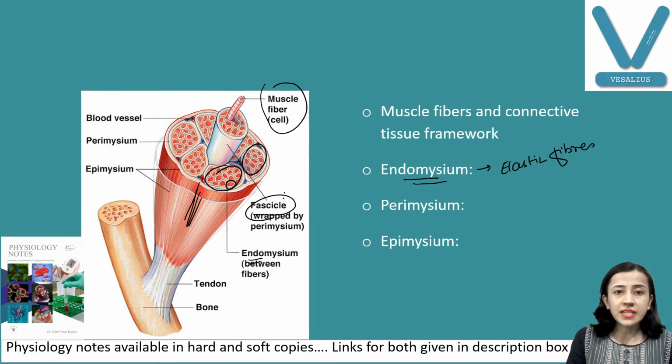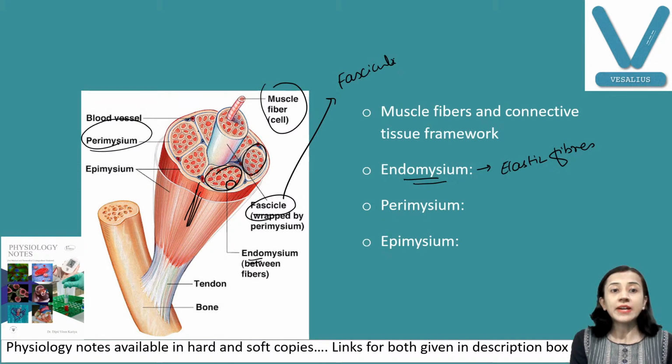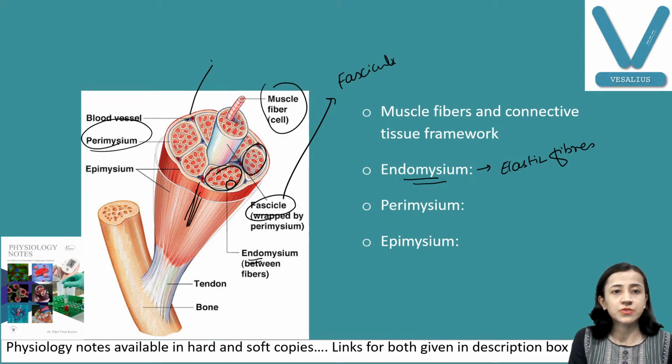One is a fascicle, plural is fasciculi. This fascicle is surrounded by a connective tissue covering, and this covering is the perimysium. All the fasciculi are covered by a covering known as the epimysium. I think it is here, this one.